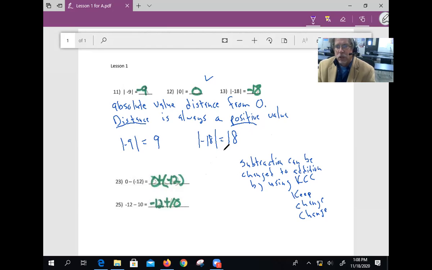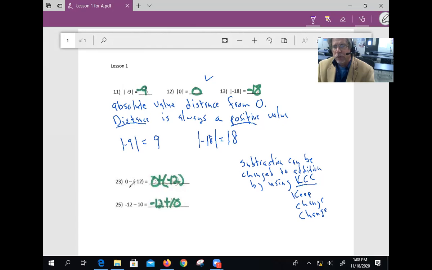The other questions I want to talk about on lesson one is subtraction. Again, if you're using a calculator, you can type in 0, take away a -12 in the calculator. And what you're going to find out, that's not the same thing as 0 plus -12. That's not a true statement. Now, you are allowed to change a subtraction problem to addition, but you got to do three things. You got to use what we call the KCC method. So you got to keep, change, and change.